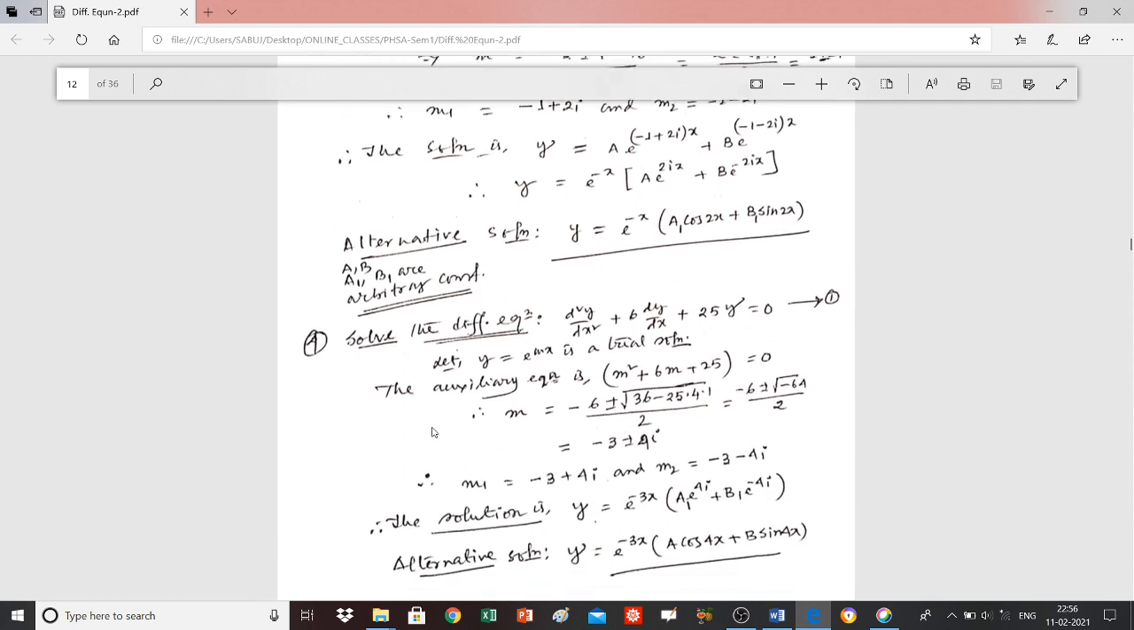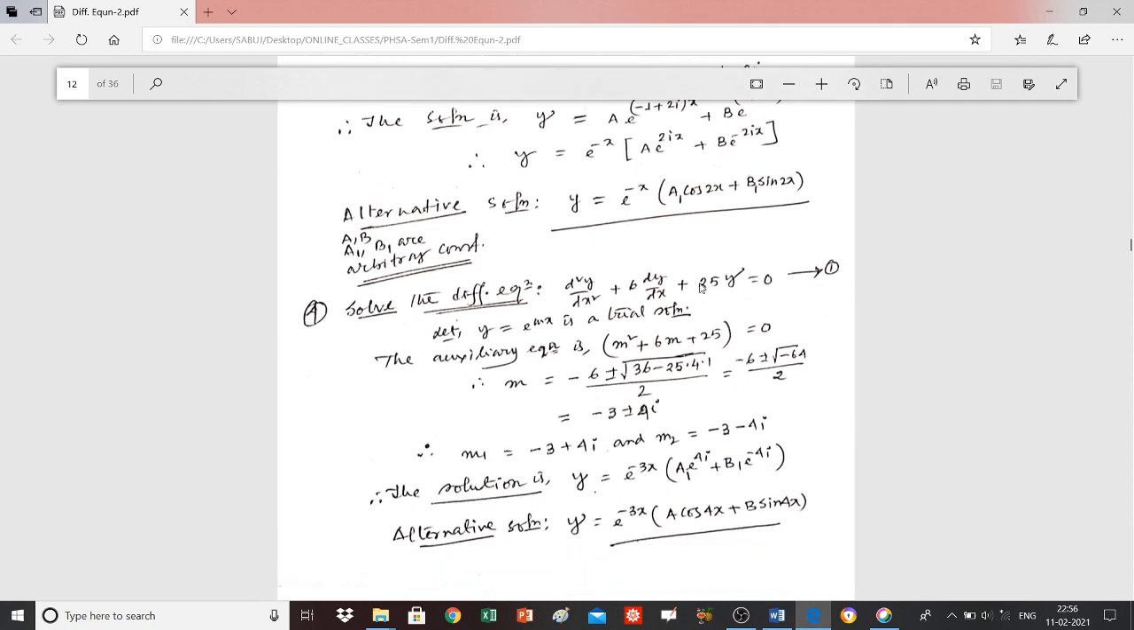Now solve another equation, that is d2y by dx square plus 6 dy by dx plus 25y is equal to 0. Similarly, in this case the auxiliary equation is m square plus 6m plus 25 is equal to 0. From here you can understand that this cannot be factorized easily, so the formula method should be applied in this case. Calculating the values of m, we get minus 3 plus minus 4i. So the two values of m are m1 is equal to minus 3 plus 4i and m2 is equal to minus 3 minus 4i.